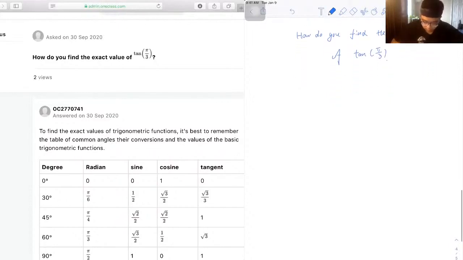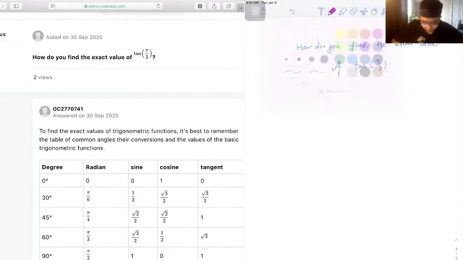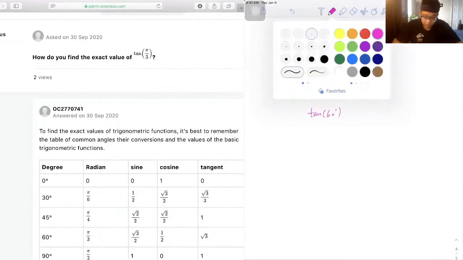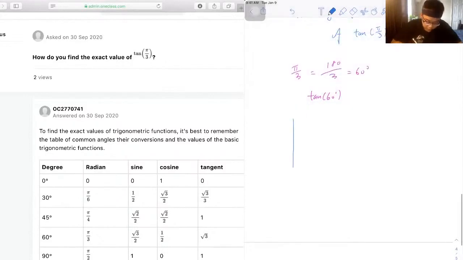Okay, so we know that pi over 3 is the same thing as 180 degrees divided by 3, which is 60 degrees. So we're actually finding the exact value for tangent 60 degrees, right? So let's create a right triangle with 60 degrees. So, yeah, that's 90, 60, 30.